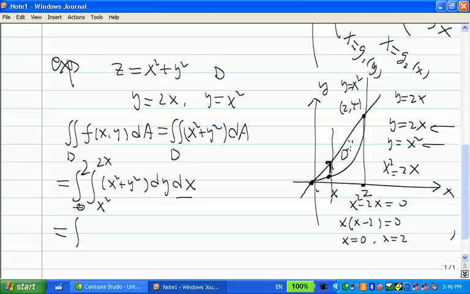Okay, now we can integrate this. So what you need to do is integrate the inside one. The inside integral is about y, so you treat x as a constant. So you integrate x squared, you get x squared y, right? Just think about 2, it gives you 2y. Then plus 1/3 y to the third. This whole thing evaluated at x squared and 2x, then dx.